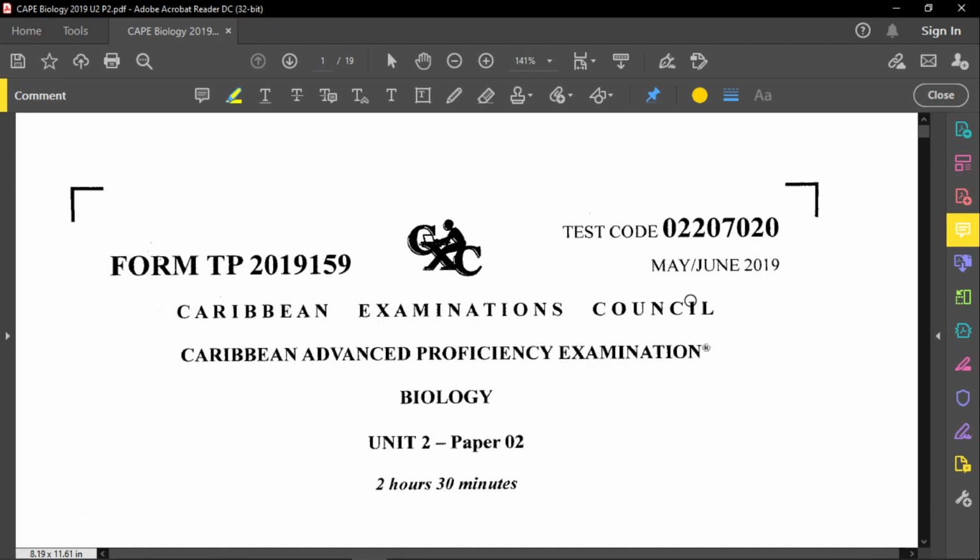Welcome everyone. Today we're doing a CAPE biology past paper. We're going to look at Unit 2, Paper 2, and this was from the year 2019. Now let's jump into the first question.